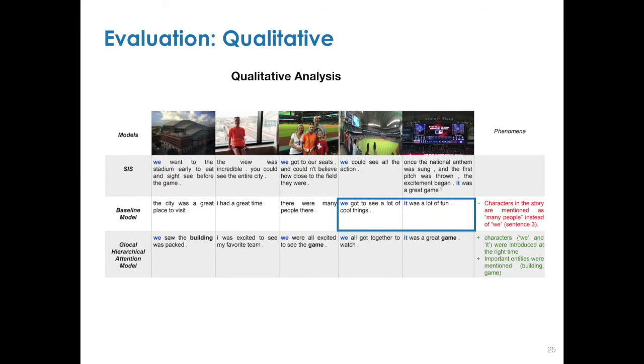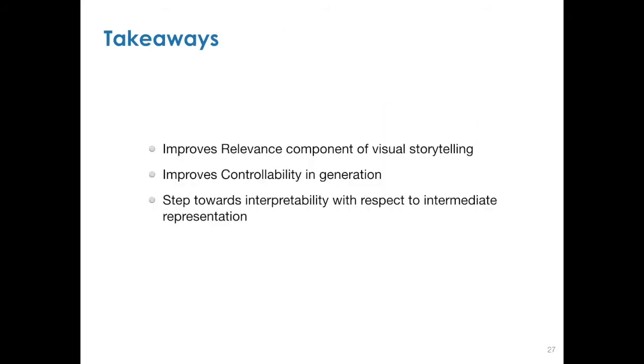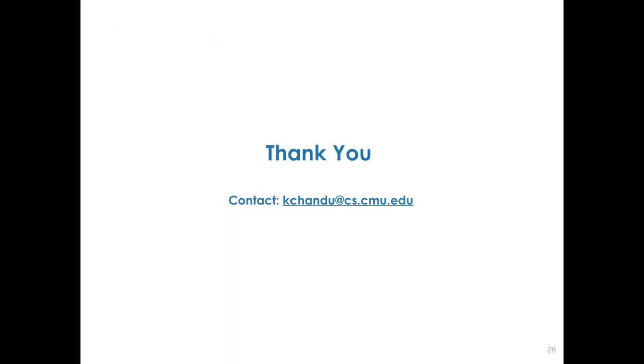The highlighted words were generated in the right frame with respect to the ground truth story. The baseline model got the skeleton words right for sentences 4 and 5, and the global hierarchical attention model could do it for sentences 1, 3, 4, and 5. So the main takeaways are it improves relevance component of visual storytelling, improves controllability in generation, and it is a step towards interpretability with respect to intermediate representation.